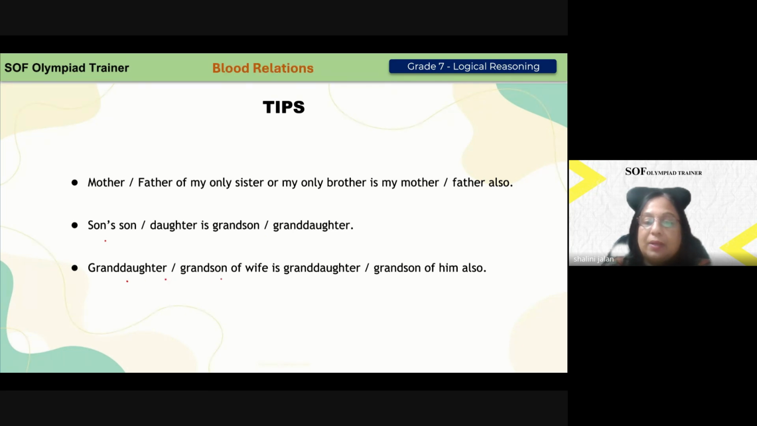And the grandson or granddaughter of my wife, my spouse, if I'm having a spouse, will be my granddaughter and grandson too. Or this can be reversed. My husband's granddaughter or my husband's grandson will be my granddaughter or my grandson as well.